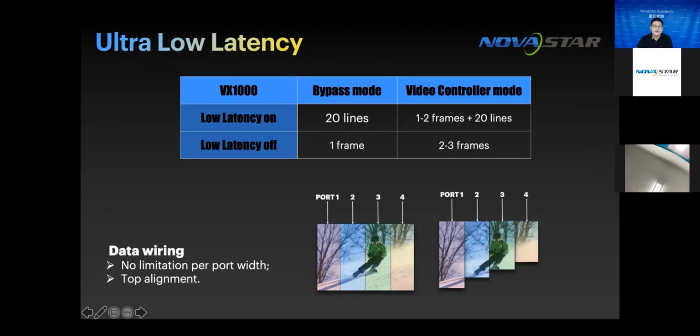In addition, there is no width limitation per port for data carrying when low latency is on. For other controllers such as MCTL 4K and Nova Pro UHD Junior, the pixel width is still limited to 512 pixels if low latency is on. But for VX1000, there's no such limitation. One thing is we need to ensure all the port loadings are aligned at the top, which means starting from the same Y coordinates, if you want the low latency function.